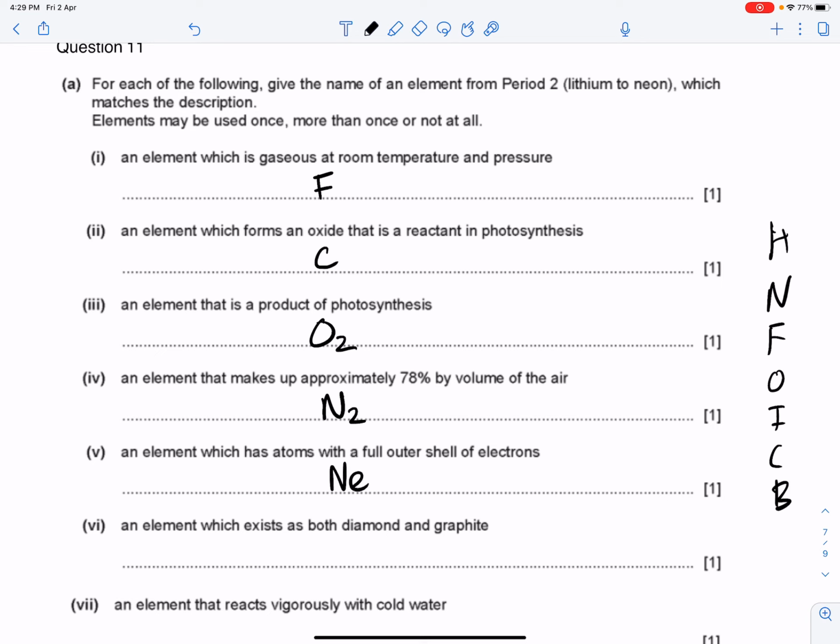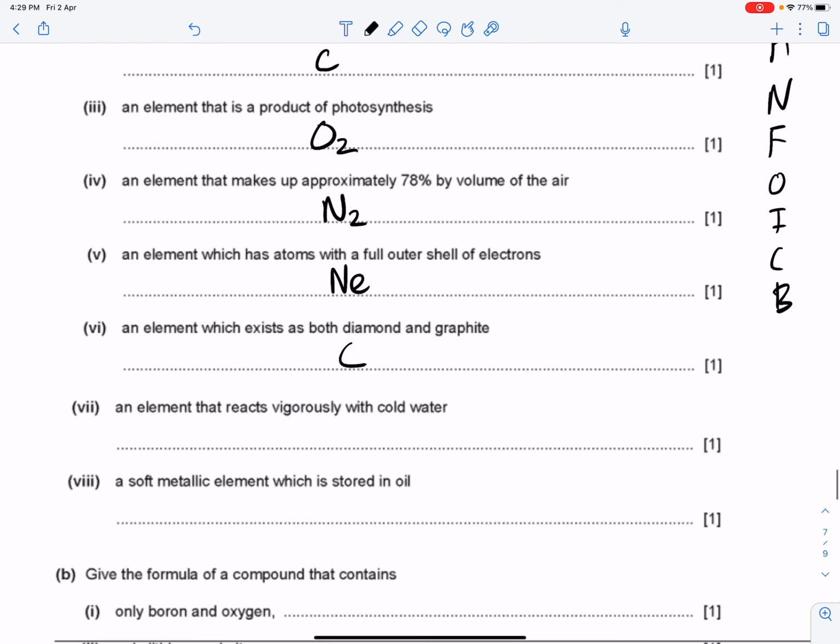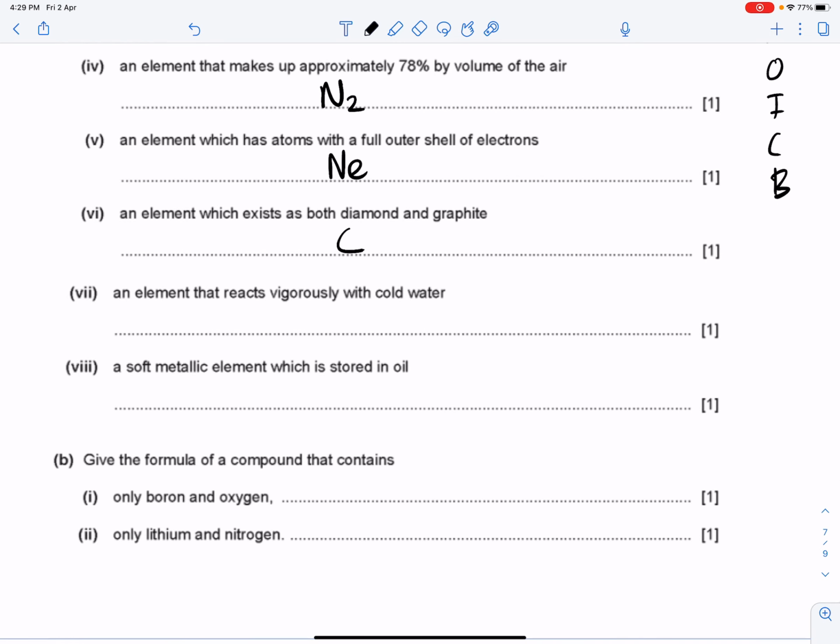An element which exists as both diamond and graphite. That's, of course, carbon again. An element that reacts vigorously with cold water must be sodium. And a soft metallic element which is stored in oil is sodium again. Both of those are sodium.